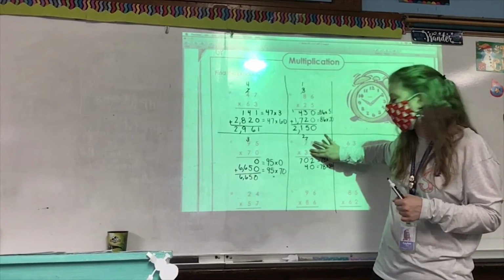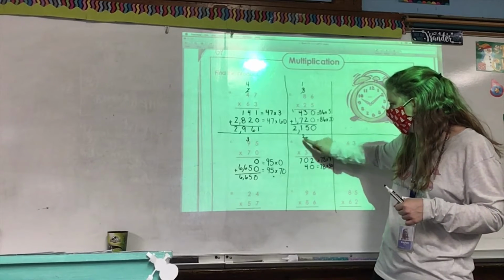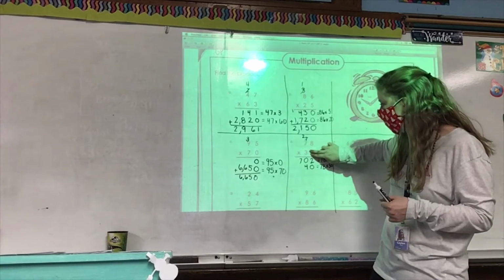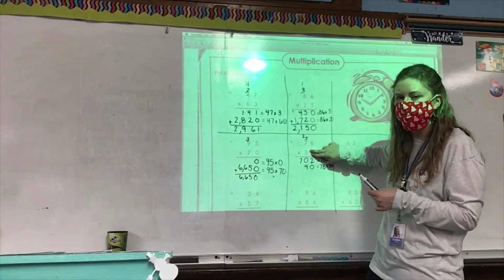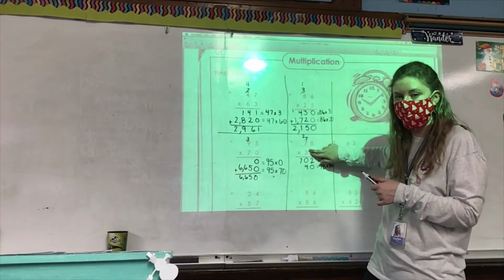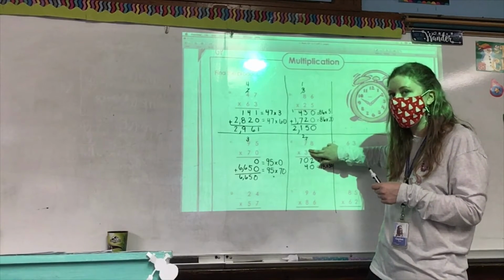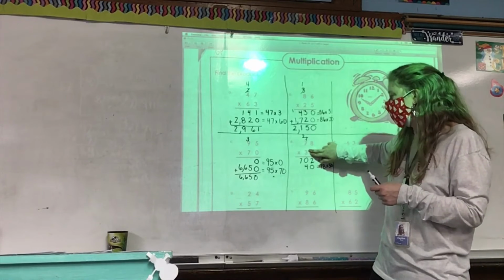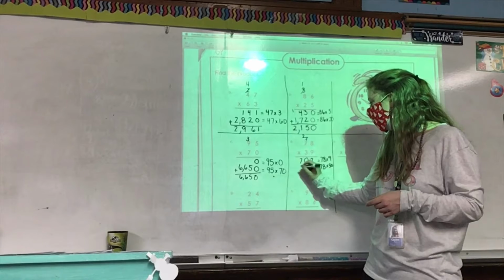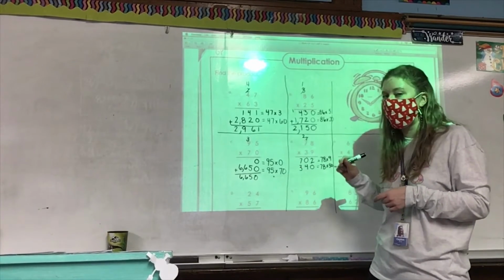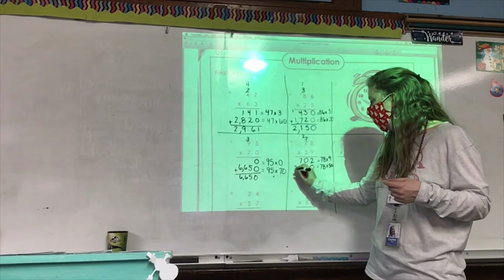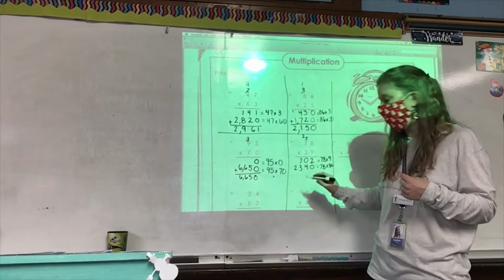Now what am I solving? Smith, I just solved 3 times 8 equals 24. What am I solving next? 3 times 7, which equals? 21. Do I leave 21 down here? No. What do I have to do? Add the regrouped number. So 7 times 3 is 21, plus 2 is? 23. Do I have anywhere to regroup that to? No. So now I can write it in my product.